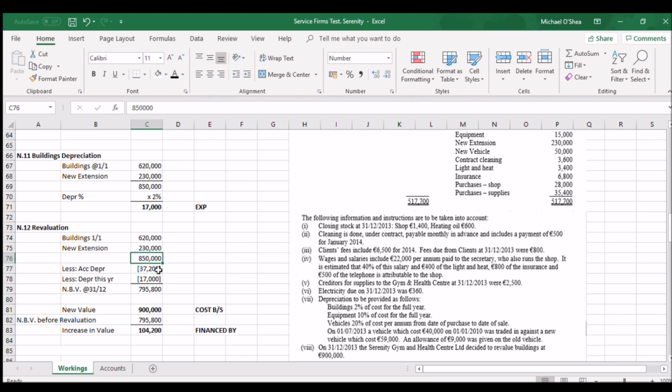If this is our cost at the end of the year, this is 3 years accumulated depreciation before 2013. This is the depreciation for 2013. This is our 4 years accumulated depreciation in total. That's going to be taken away. That is our net book value of buildings. On the very last day of the year, that was how much our buildings were worth. Now on that day, we decided to revalue them to a new figure, 900,000. So if the value was 795,800 and it jumped up to 900,000, it means that it jumped up by 104,200, and that's our increase in value. That goes straight into our revaluation reserve in our financed by section.